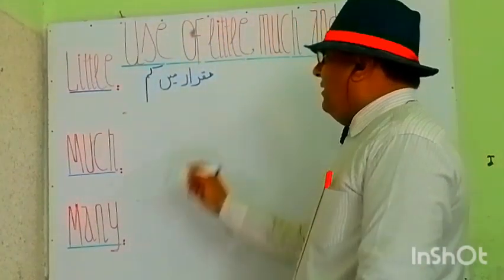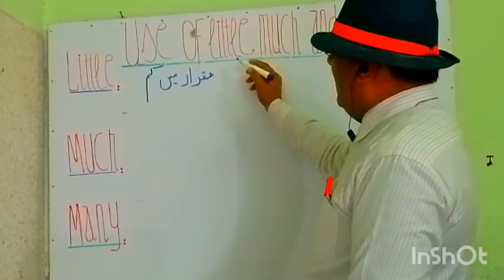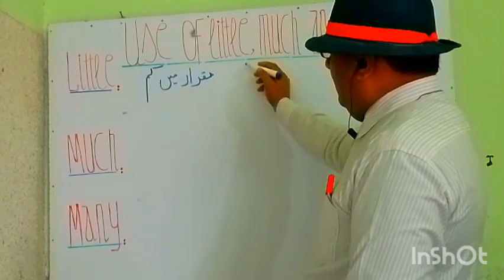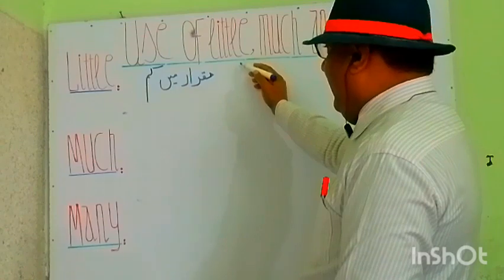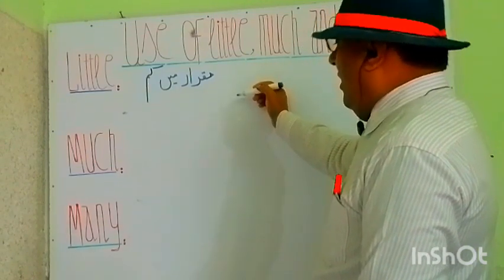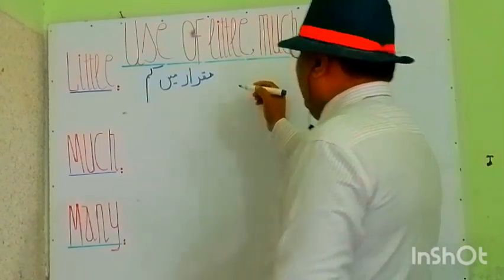Little is an adjective of quantity. So ये क्वांटिटी को ज़ाहिर करता है, little मिकदार को, और इससे जुमला बनाते हैं.